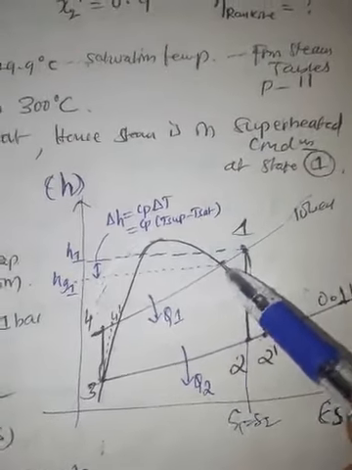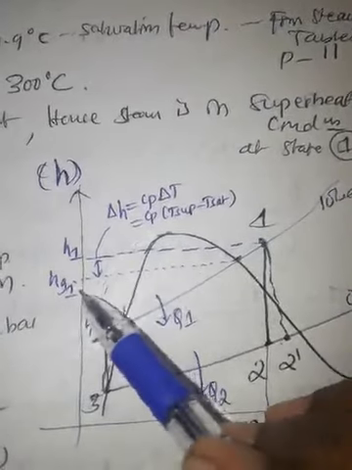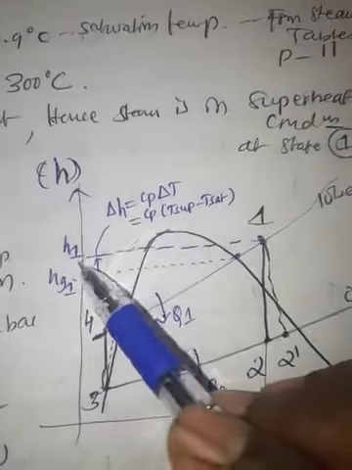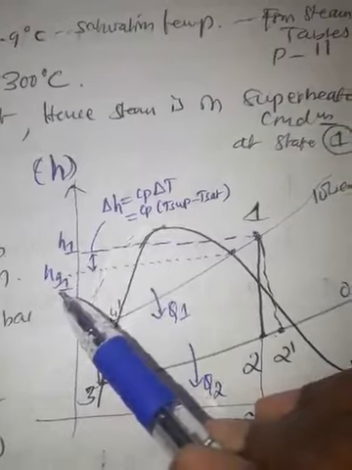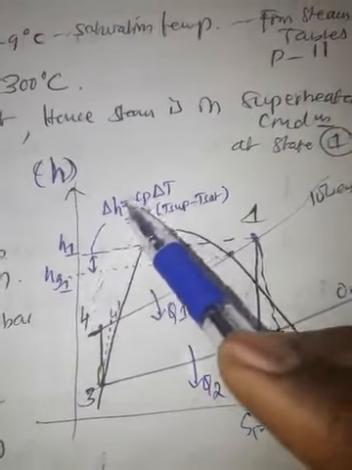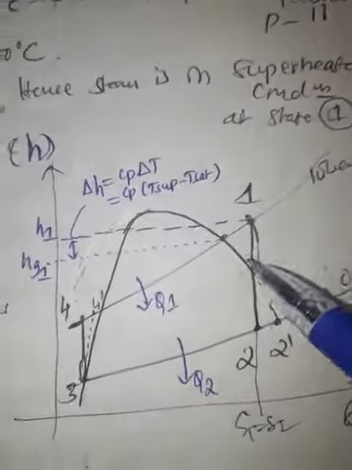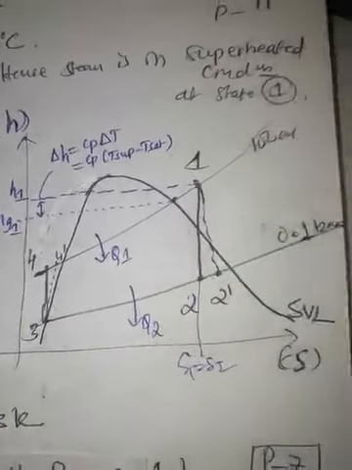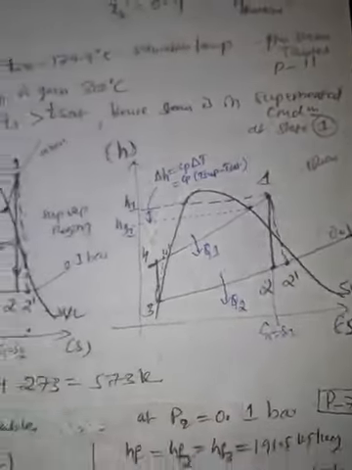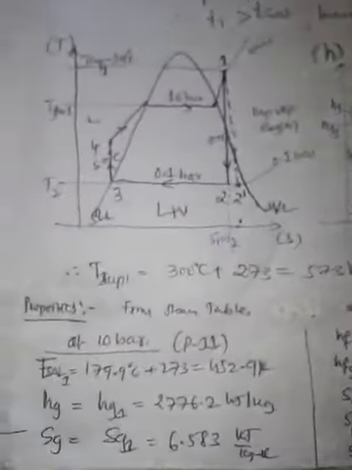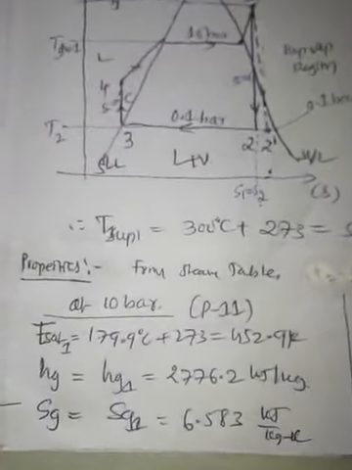So here if we observe again, this is Hg1, here enthalpy at state 1 is H1 minus Hg1, that is delta H equal to Cp into delta T. So Cp into T superheated minus T saturated at 1. We have discussed this formula. After understanding this, the next step is we have to note down the properties from the steam table.